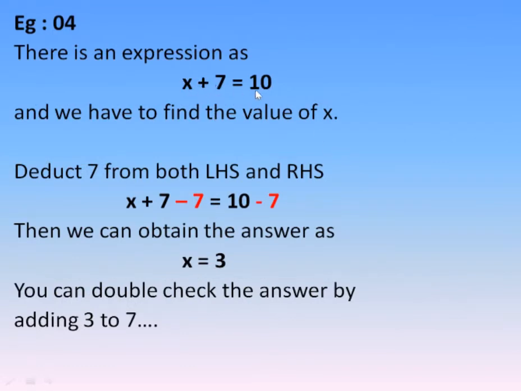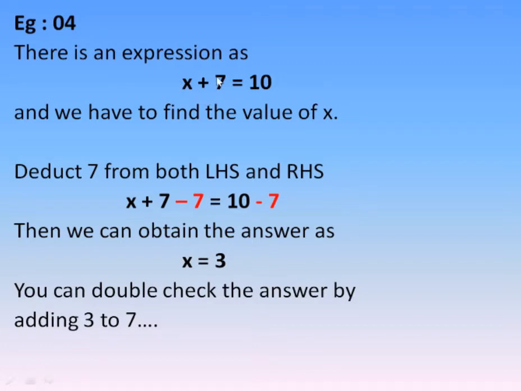Let's look at this example. X plus 7 equals 10. So the unknown term is x. We have to find the value of x. To find the value of x, we must make x the subject. Making x the subject means we have to keep this x alone on the left hand side. So our intention is to remove the 7 from this side. How to remove this? If we subtract this 7, then x becomes alone.